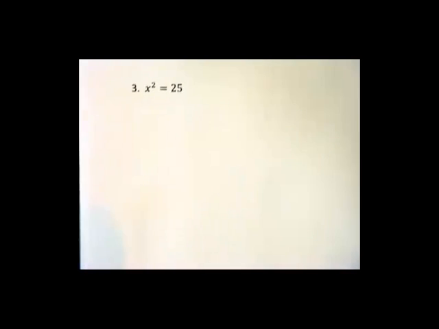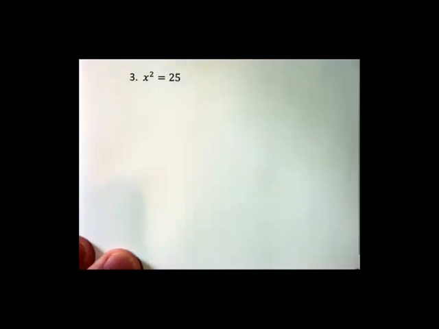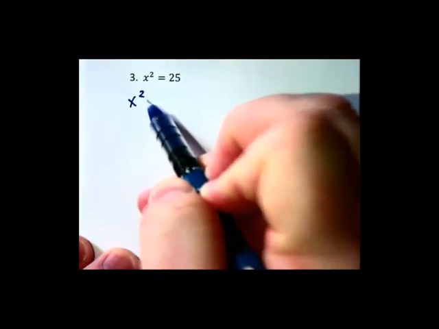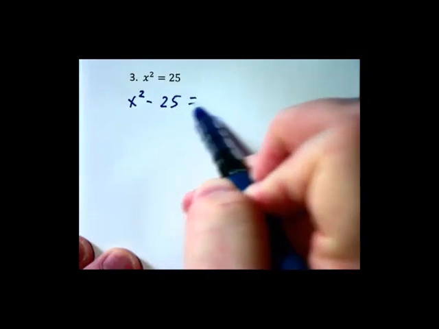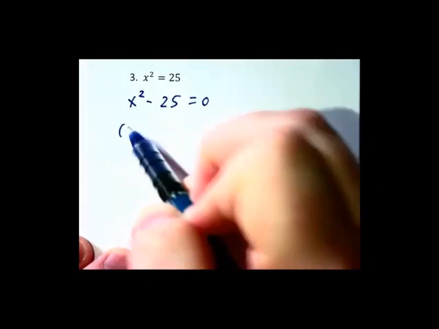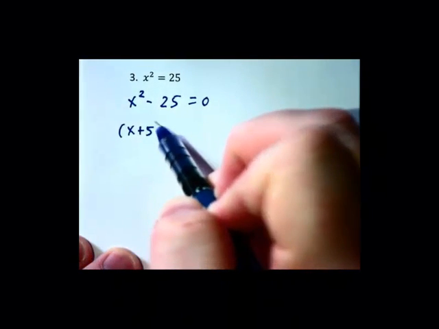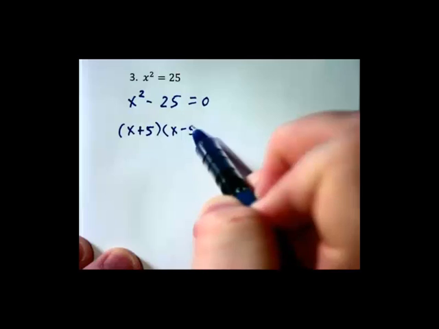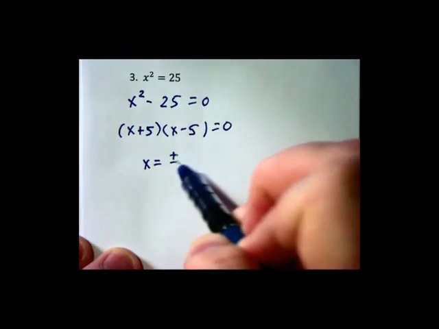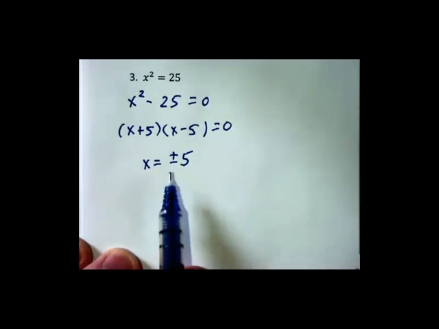Now I'd like to show you this next problem done in two different ways. The first way, we're going to set it equal to 0, going x squared minus 25 equals 0, and then we can see the difference of two squares, which produces the x plus 5 times x minus 5 equals 0. And then we have x equals plus or minus 5, and I'm writing it with the plus or minus symbol.